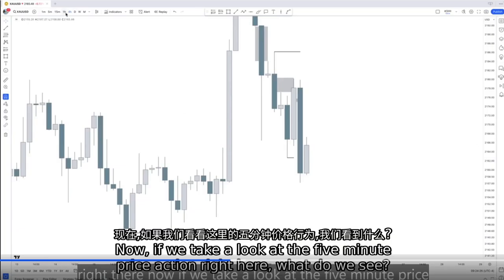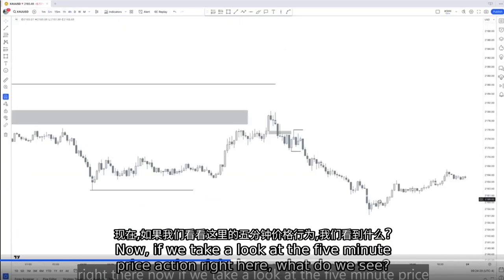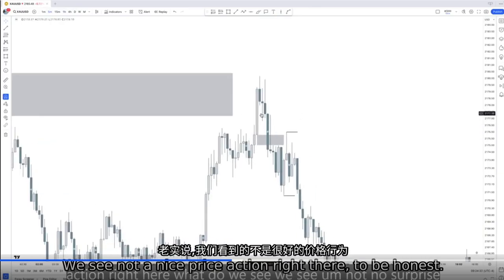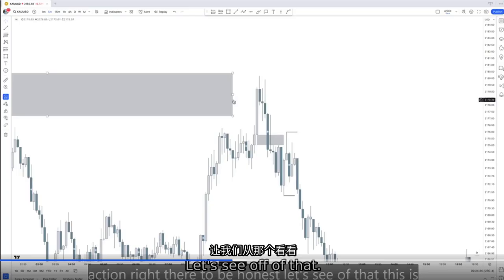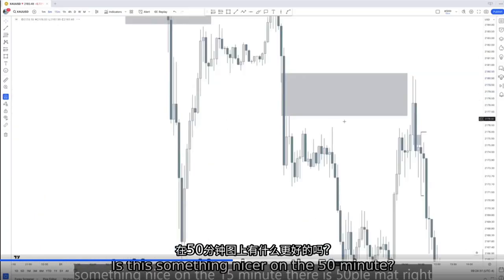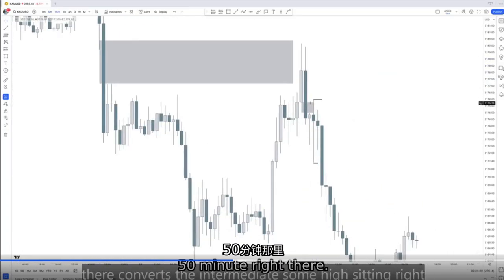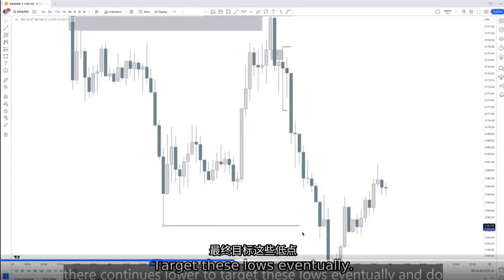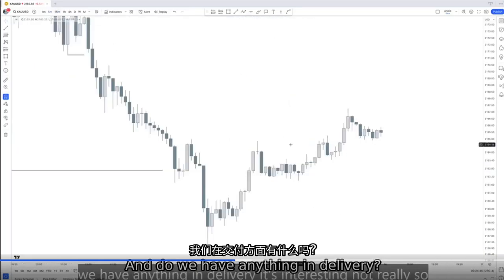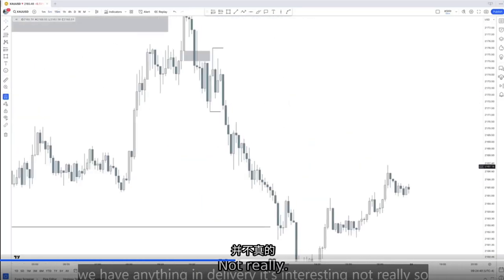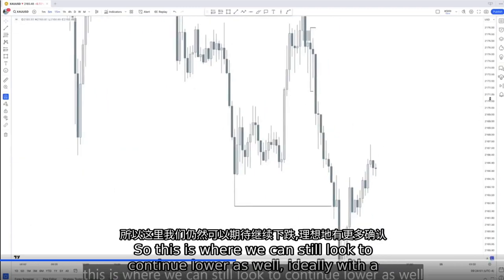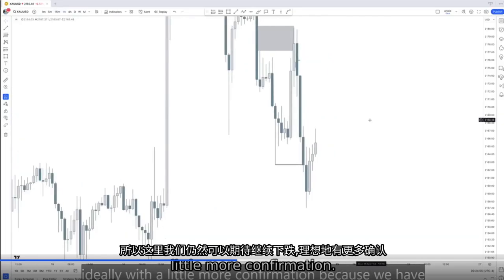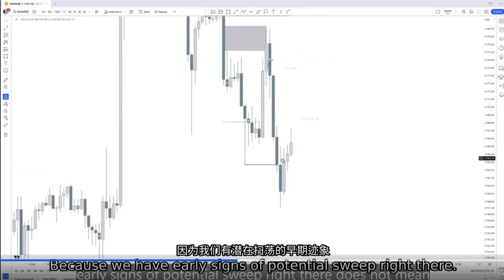Now, if we take a look at the 5 minute price action right here, what do we see? We see not the nice price action right there, to be honest. Let's see, off of that, is there something nicer on the 50 minute? There is. The 50 minute right there converts the intermediate term high sitting right there, continues lower to target these lows eventually. And do we have anything in delivery? It's interesting. Not really. So this is where we can still look to continue lower as well, ideally with a little bit more confirmation, because we have early signs of a potential sweep right there.